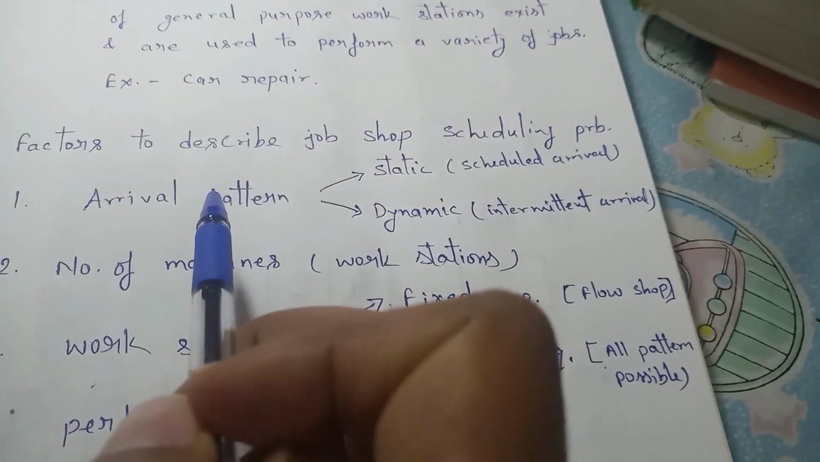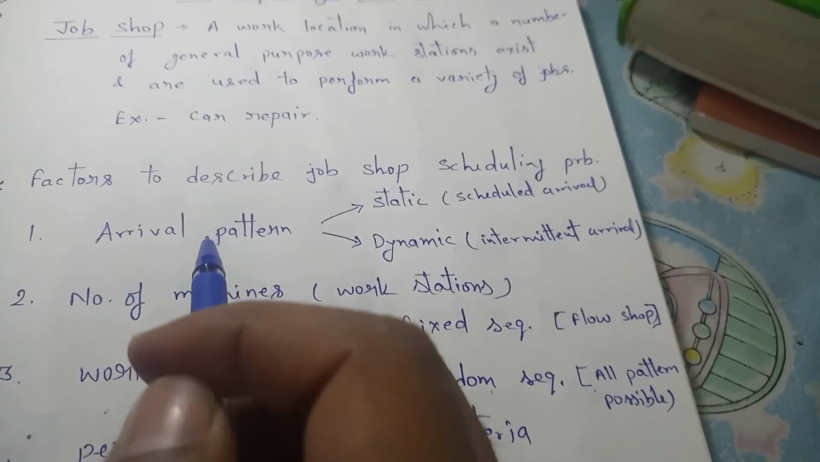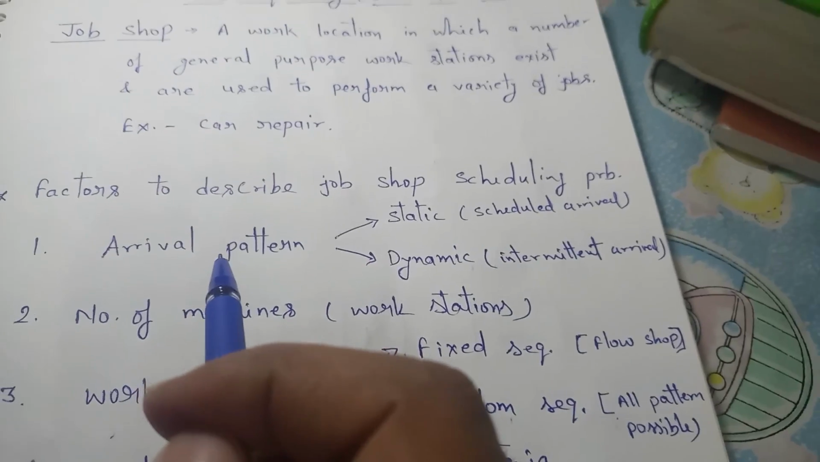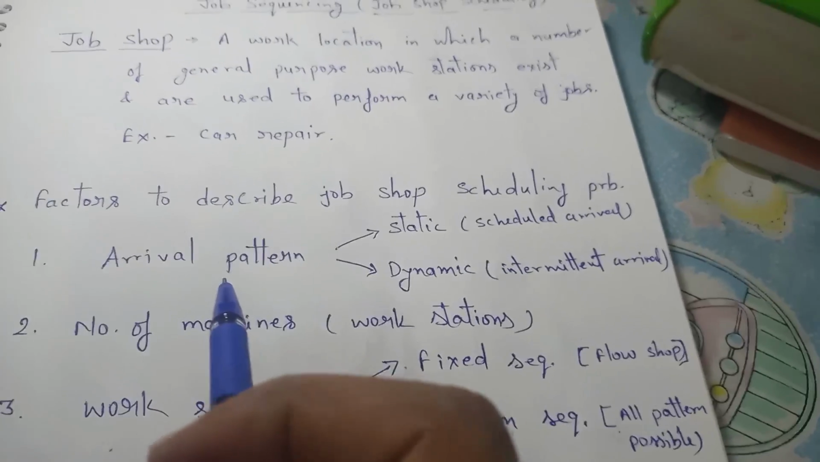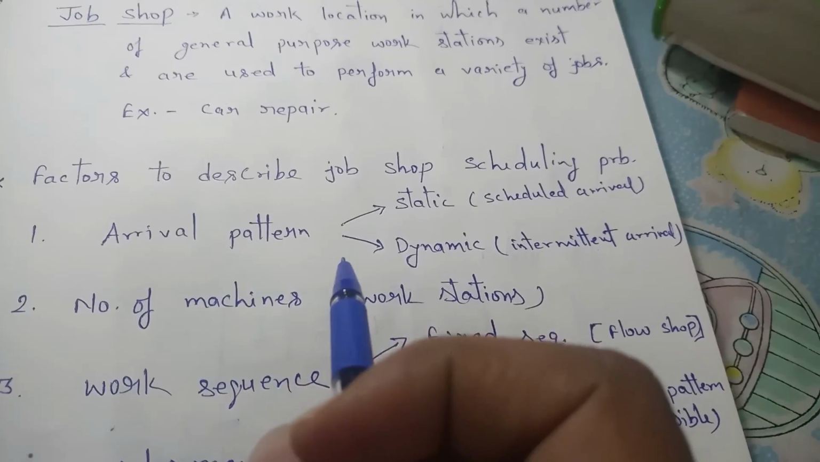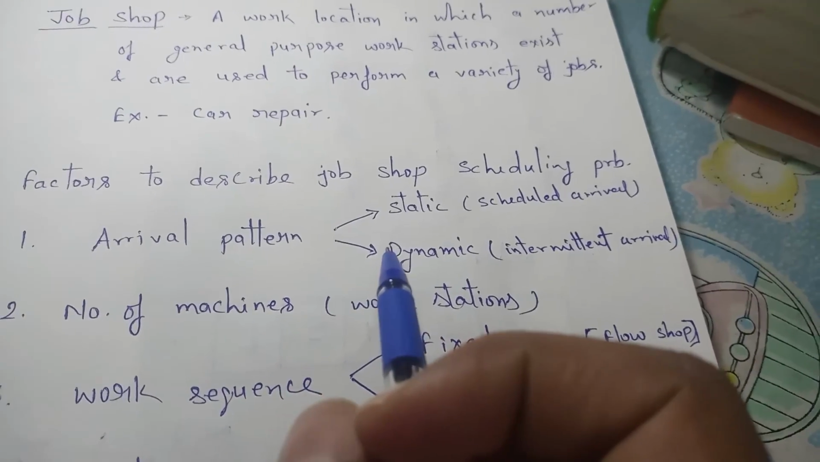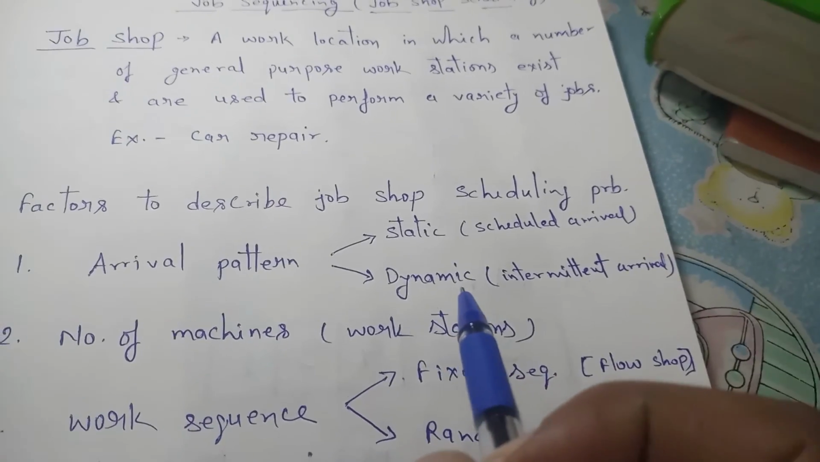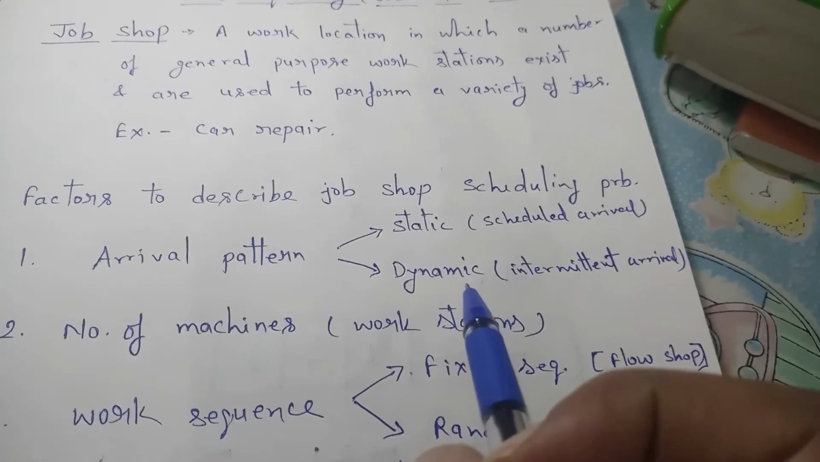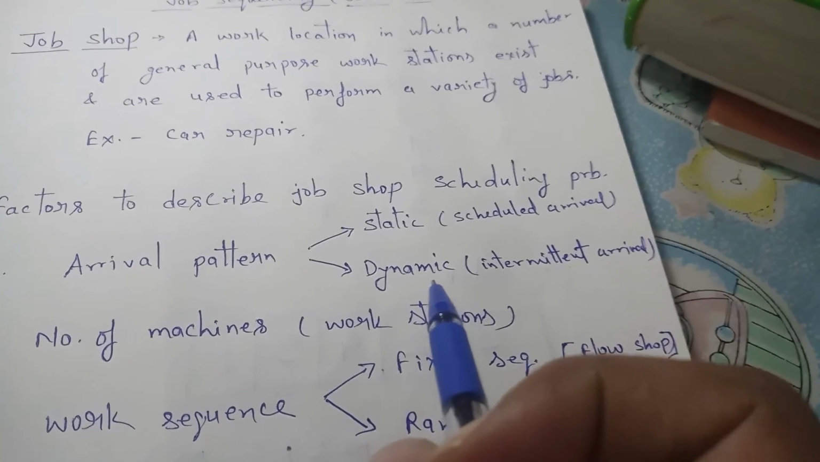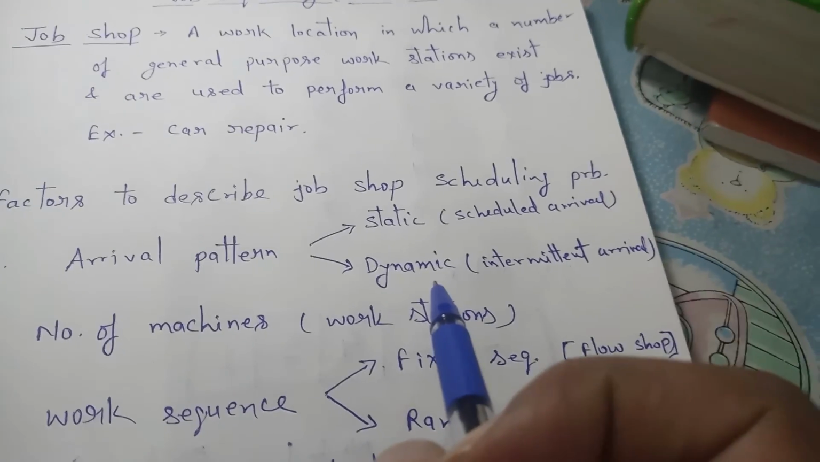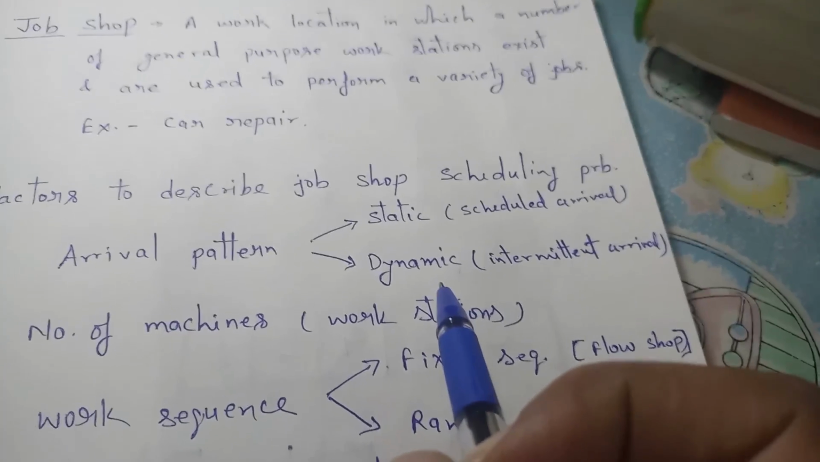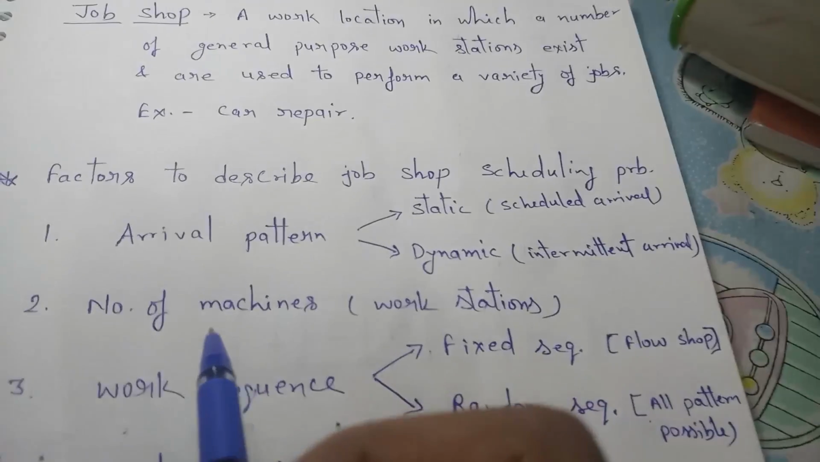Now we have to look at the factors that describe job shop scheduling problems. The first one is the arrival pattern. Arrival pattern means the pattern in which jobs come. It may be static or dynamic. Static means scheduled arrival, and dynamic means intermittent arrival, where there is some gap and the timing is not fixed.